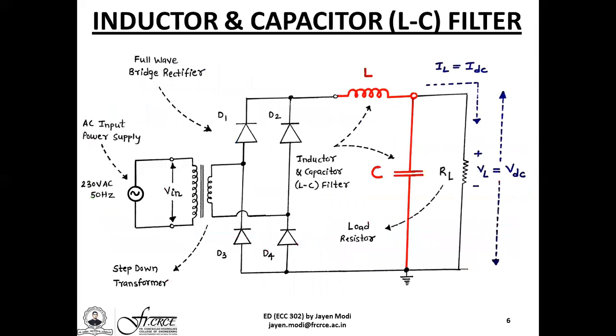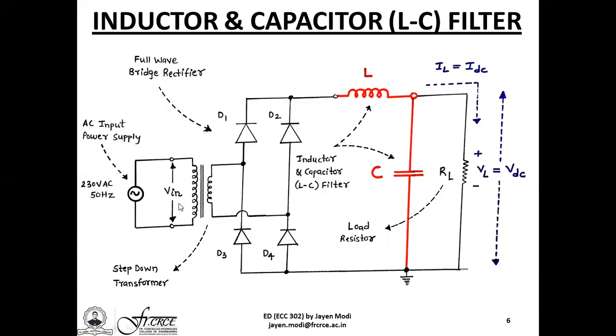The inductor and capacitor or the LC filter looks like this, in which you have two filter elements. One is the inductor L and one is the capacitor C. If you just look at the circuit diagram, the remaining portion of the circuit remains exactly the same, in which you have the load RL, the full wave bridge type rectifier circuit, the step down transformer, and the AC input power supply of 230 volts AC 50 Hertz.